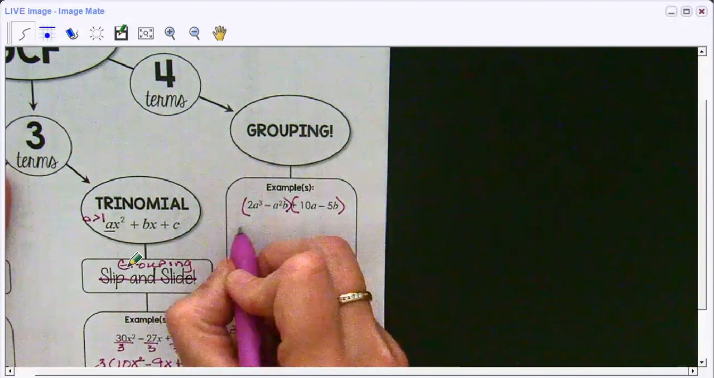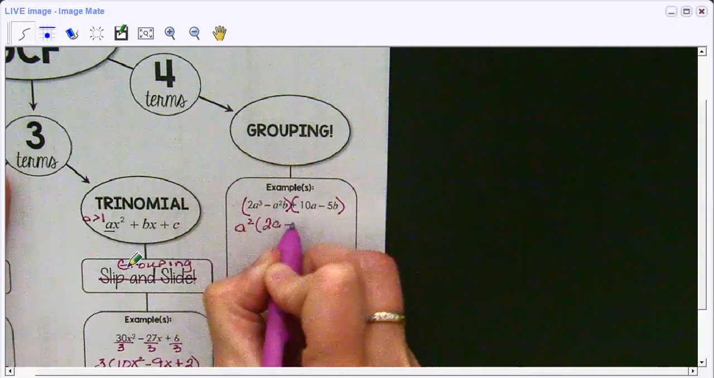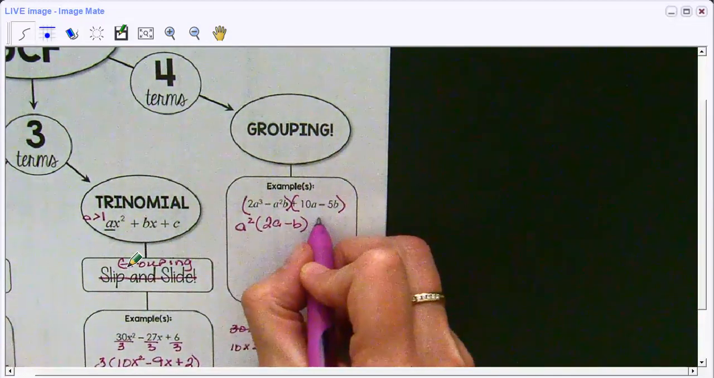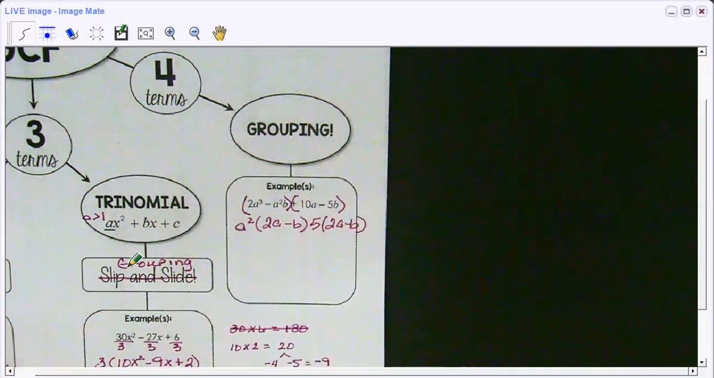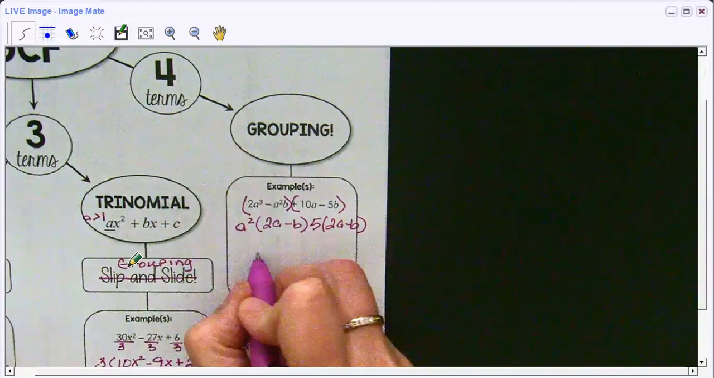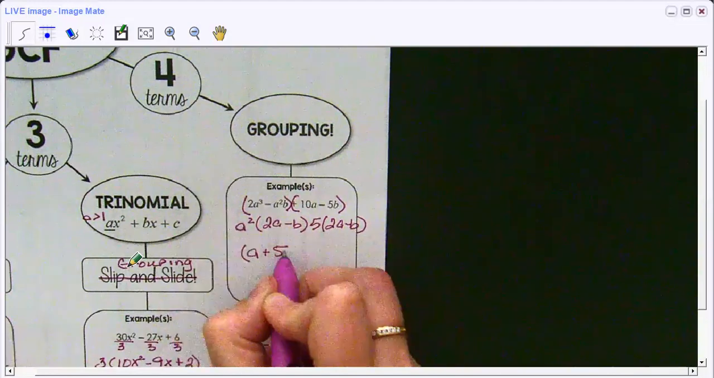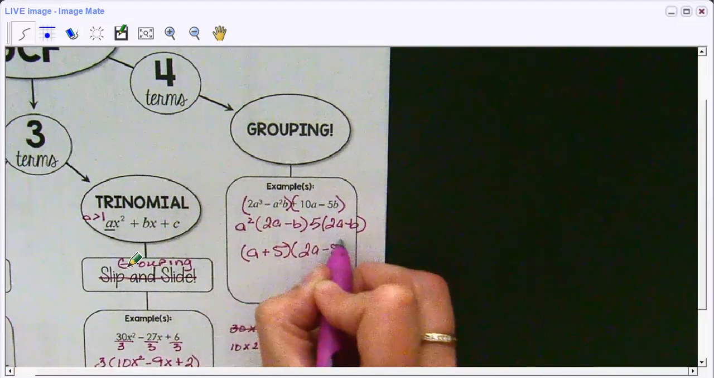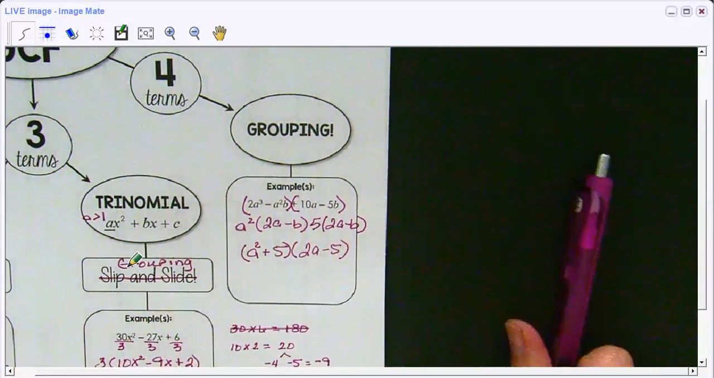A squared. So we end up with 2a minus b. What's the greatest common factor in the second one? 5. And we end up with 2a minus b. So then our final answer would be a plus 5 and 2a. Oh, a squared plus 5. Yes, you're right. And that is it.